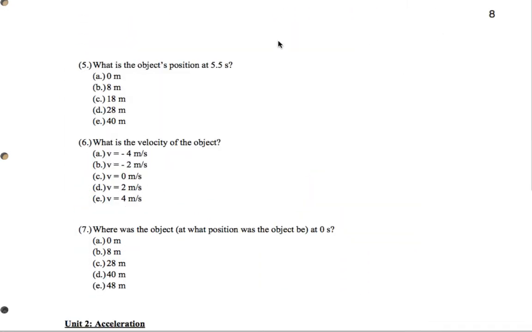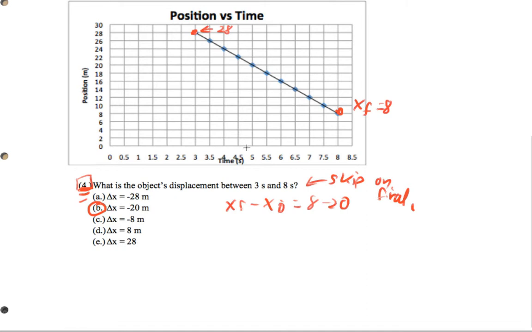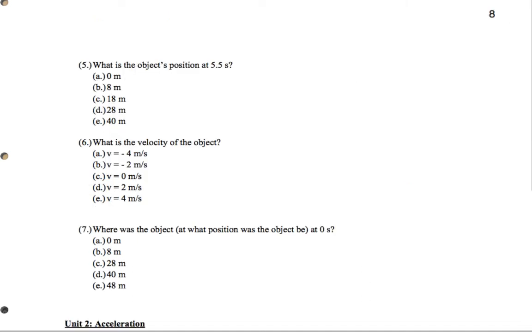All right, so for number 5, what is the object's position at 5.5 seconds? So let's take a look. At 5.5 seconds, it looks like I am here at the 18 meter mark. Let's see if that's a choice. It is indeed a choice. We are at 18 meters. So in the next video, I'll do the next 5 problems. Actually, you know what? Let me try to do just a couple more.